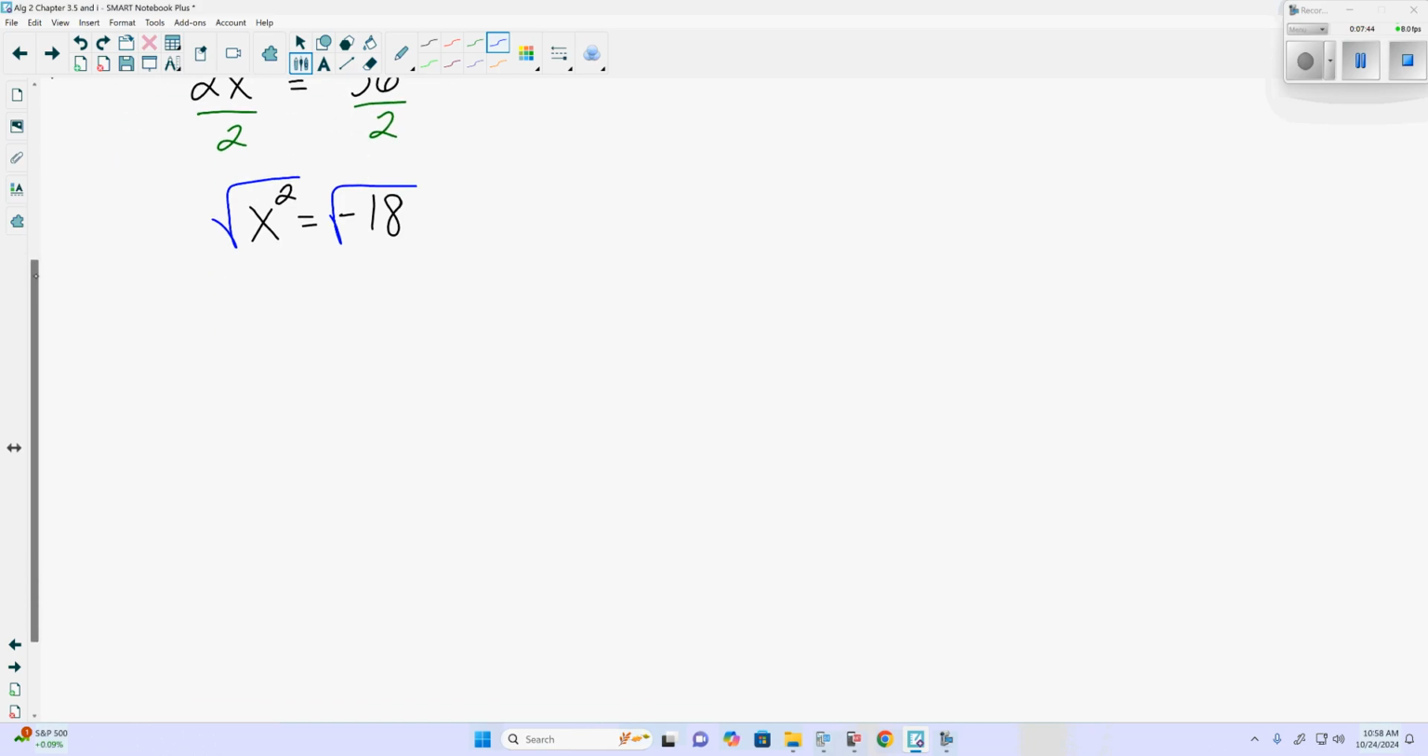Now the nice thing is, square root of x squared is equal to plus or minus square root of negative 18. Well, the negative is going to come out as i, leaving us with square root of 18. Now, square root of 18 is not a perfect square. There's not a number that multiplies by itself and gets us 18. So 9 times 2, that's actually what we want. What's the square root of 9?